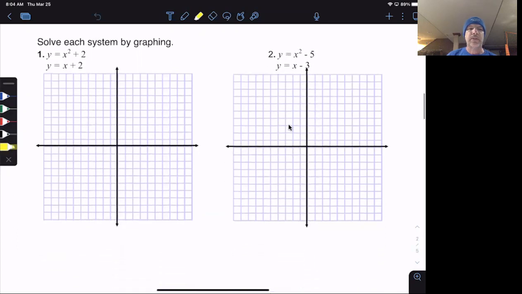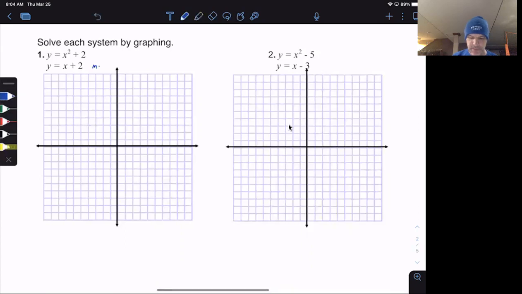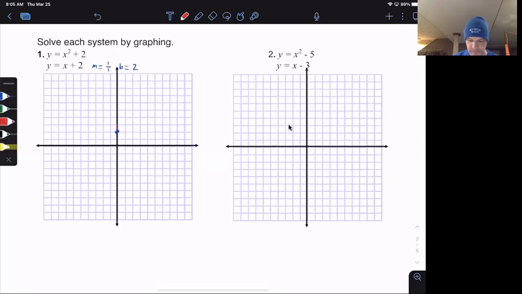When we're looking at number one, it says solve each system by graphing. So we can start with y equals x plus 2. We can do this by writing down what the slope is and what the y-intercept is. The slope is the number in front of x. So in this case, the slope is 1, and as rise over run, it would be 1 over 1. The y-intercept is 2. So we'll go to the y-intercept at 2, go up 1 and over 1, and that will give us the 2 points that we need to draw our line.